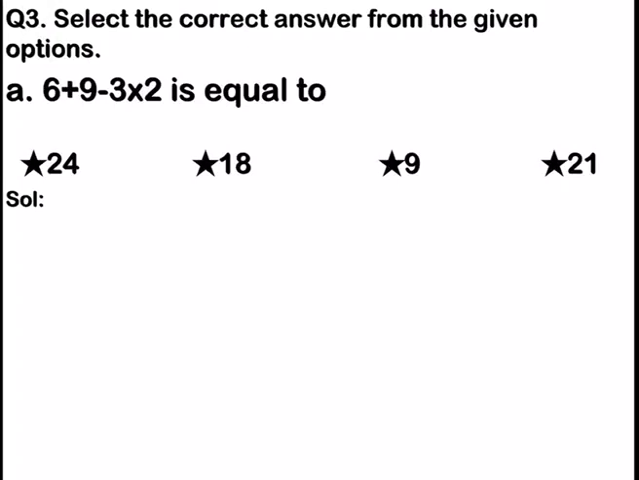The value of part A, 6 plus 9 minus 3 multiplied by 2, is equal to option 1: 24, option 2: 18, option 3: 9 and option 4: 21. Student, first we will solve the question, then we will find the correct answer. The value is 6 plus 9 minus 3 multiplied by 2.